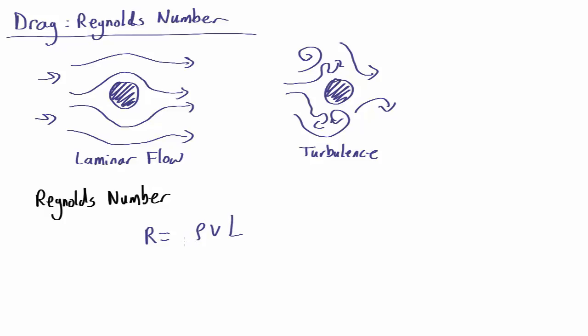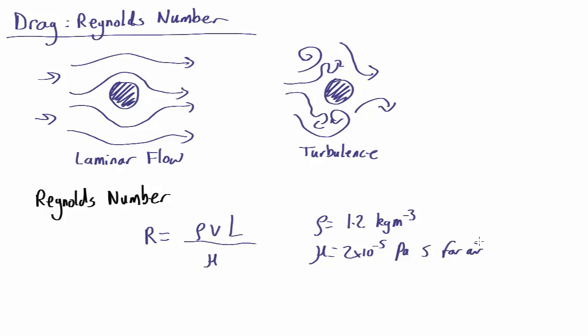That can be a bit hard to define, but Reynolds number is not a very precise number anyway. And it's divided by mu, which is what's called the dynamic viscosity, which is a measure of the fluid friction. So this would be very low for something that flows easily like air, very high for something like syrup, and intermediate for something like water. Now rho is the density, which is 1.2 kilograms per cubic meter for air at sea level. Mu, the dynamic viscosity, is about 2 by 10 to the minus 5 Pascal seconds for air. More for water, much more for treacle.